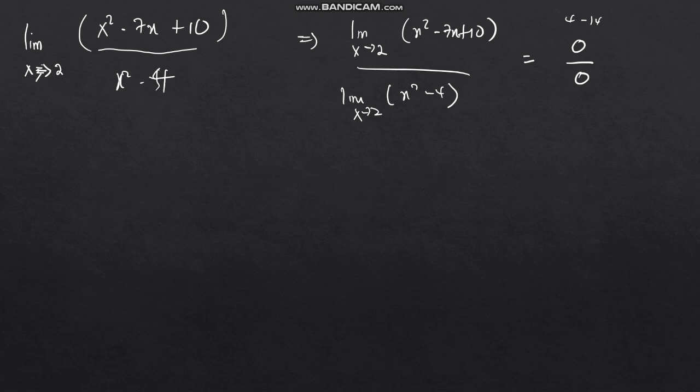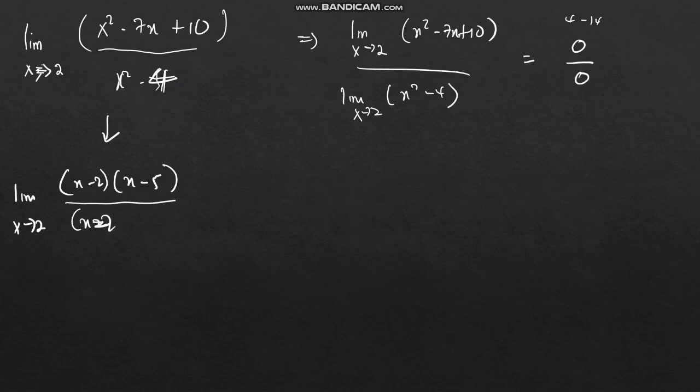So we need to simplify the numerator, and to do this you now have to find the factors. If you factor the numerator, you get x minus 2, x minus 5. And the denominator is a difference of two squares, x squared minus 4, which will give us x minus 2, x plus 2. So you can see that there is a common factor, which is x minus 2, so you can take this out.